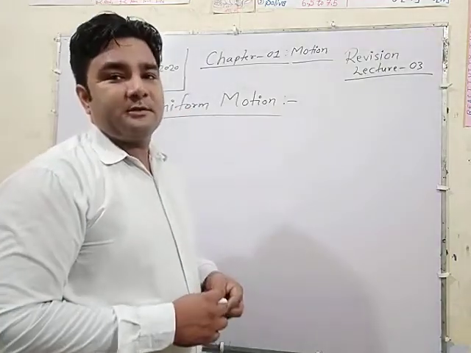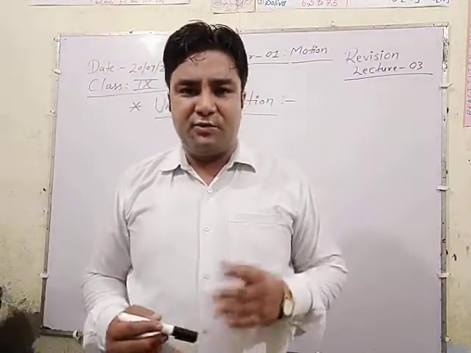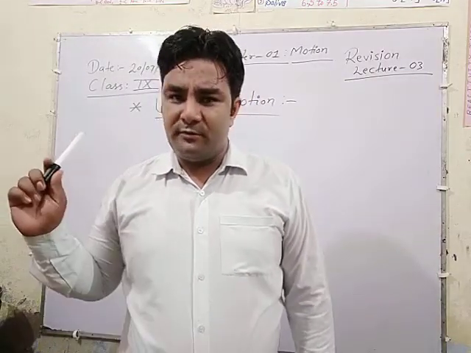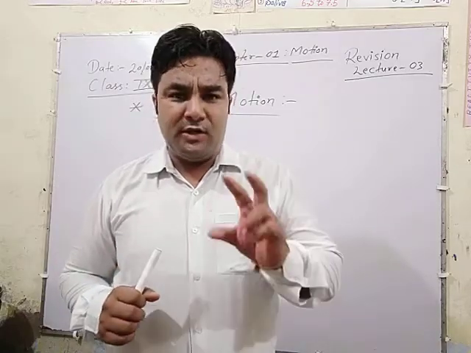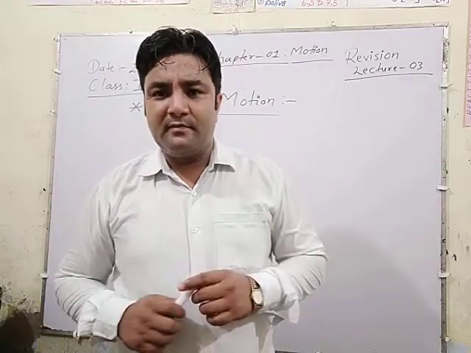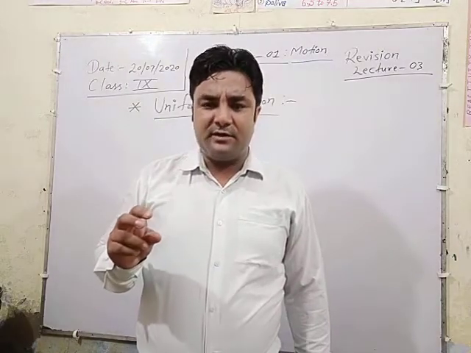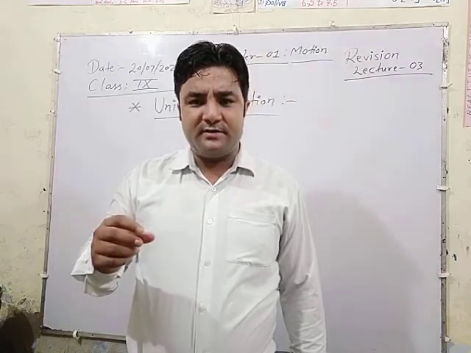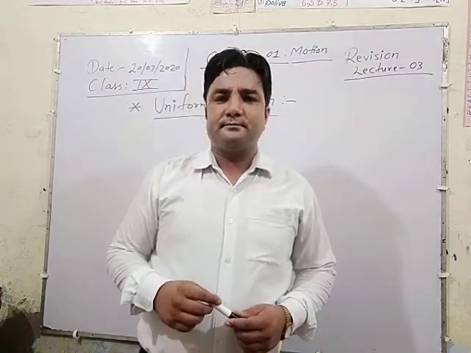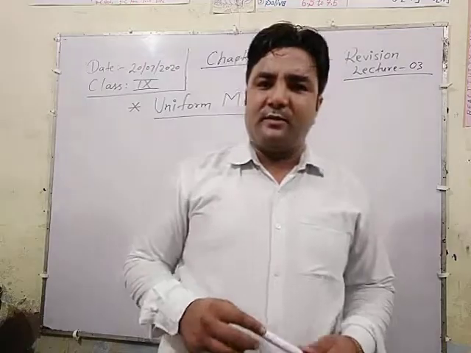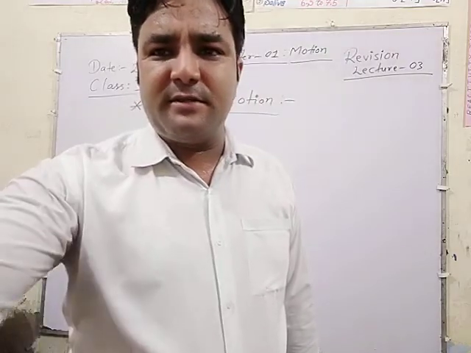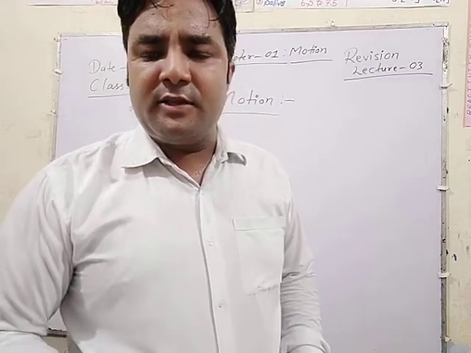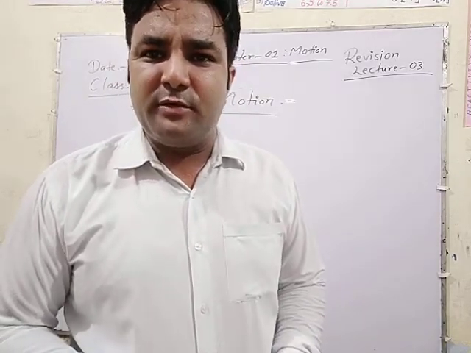As I discussed earlier, motion means the position changing with respect to time and surrounding. In which case is the motion said to be uniform? There are two concepts, you can use any one. Whenever the body covers equal distances in equal interval of time. Listen again. Whenever the body covers equal distances in equal interval of time, then the motion of the body is said to be what? Uniform motion.